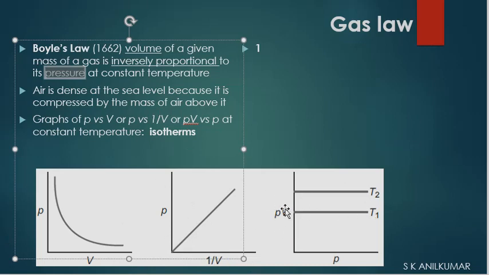Now pressure into volume, because pressure and volume are inversely proportional. Pressure versus 1 by volume is a straight line. Pressure into volume at temperature 1 is a straight line, and pressure into volume at temperature 2 is another straight line. At different temperatures you have different straight lines, in the PV versus P graph. So these graphs are called isotherms.